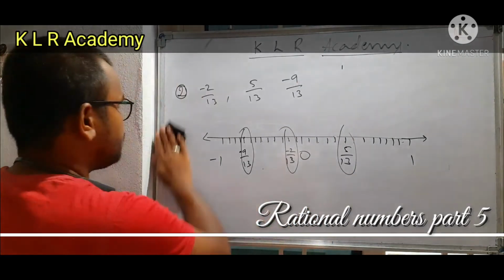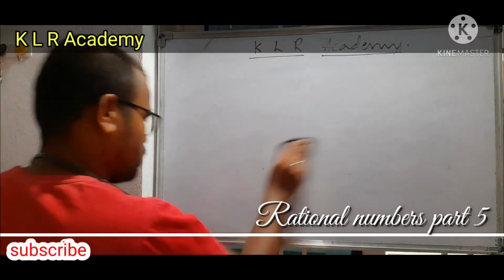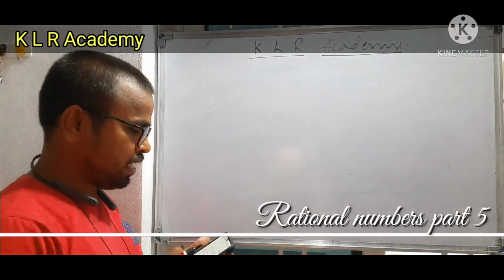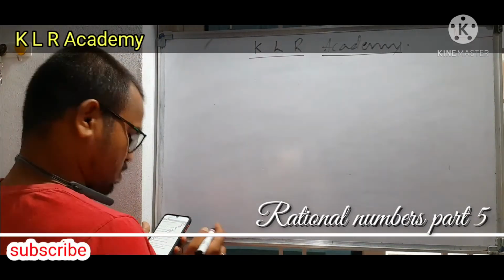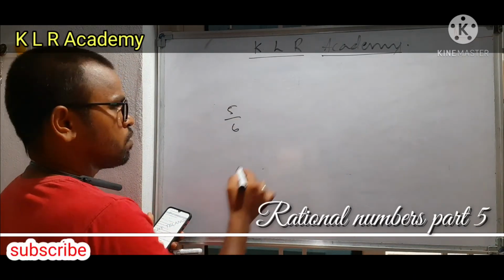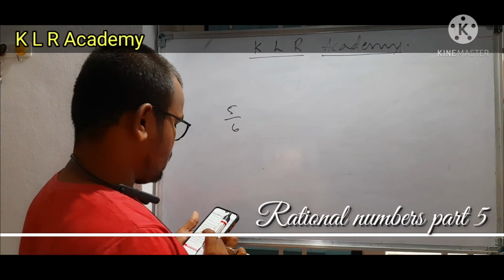Okay. Next. Question number 3. Next we move on to question number 3. Write 5 rational numbers which are smaller than 5 by 6.